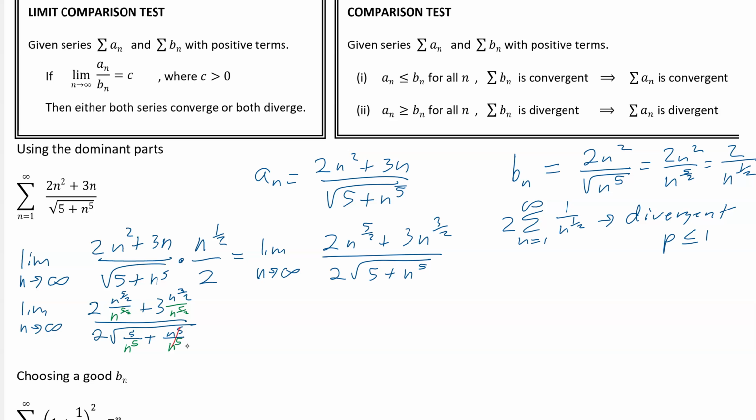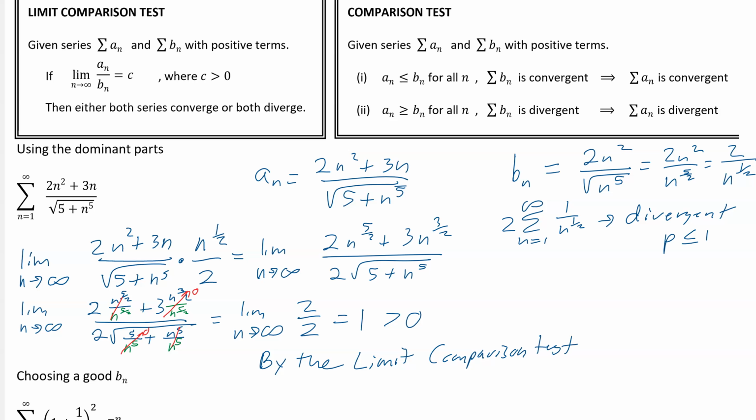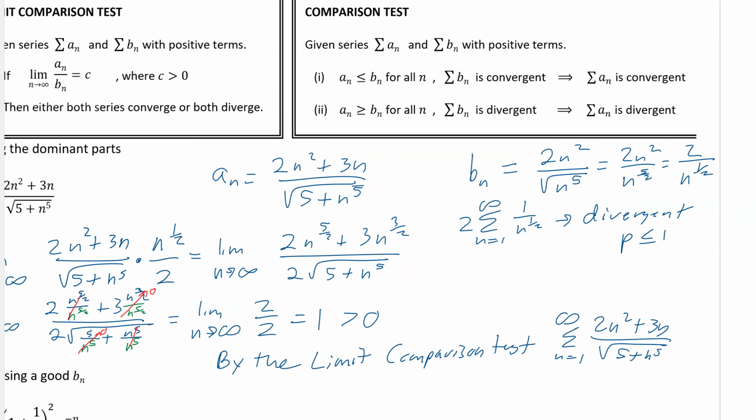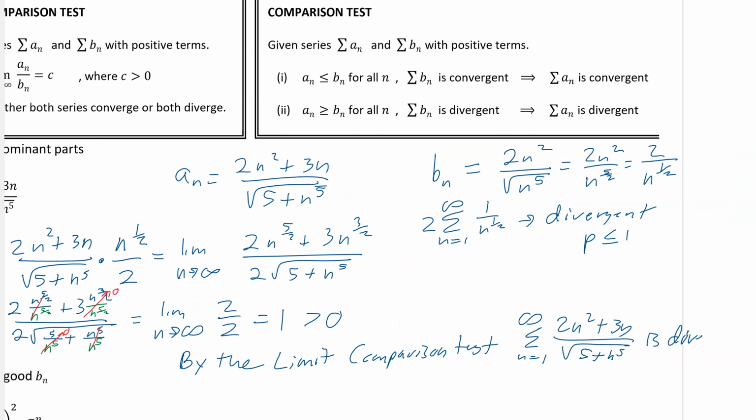All right, so that cancels to make 1, that cancels to make 1, and we have the limit as n approaches infinity. In fact, we can already say that this one goes to 0, and that one goes to 0, just to make it a lot easier. And so it's just 2 over 2, which is 1, which is greater than 0. So by the limit comparison test, the sum from n equals 1 to infinity of 2n squared plus 3n over the square root of 5 plus n to the fifth is divergent.